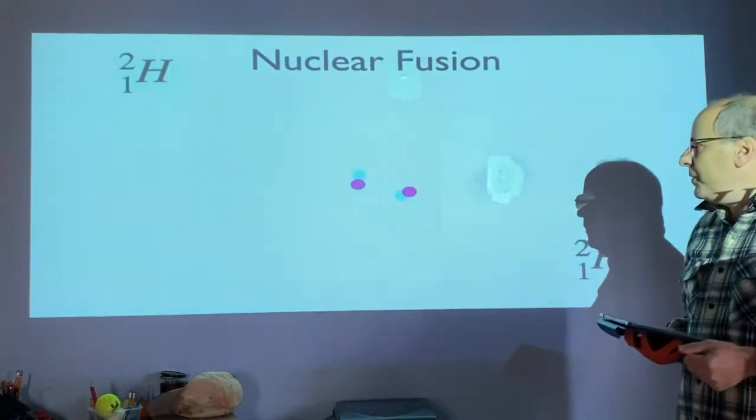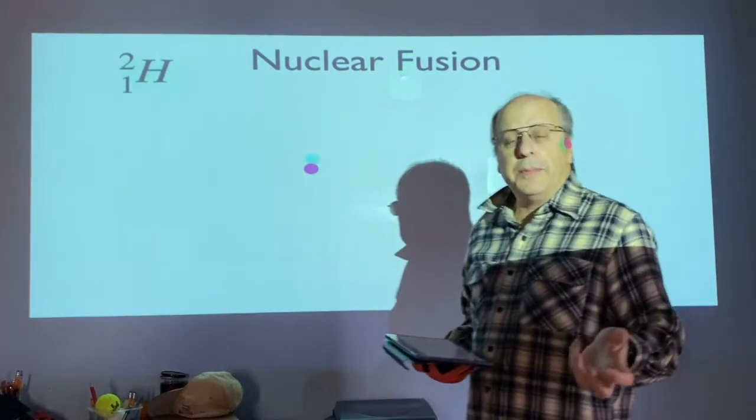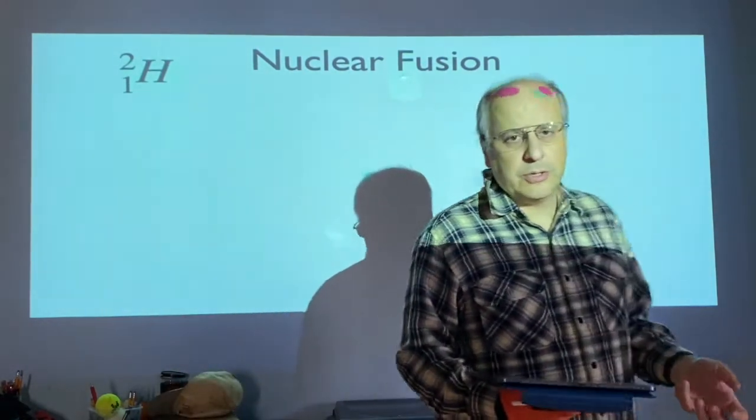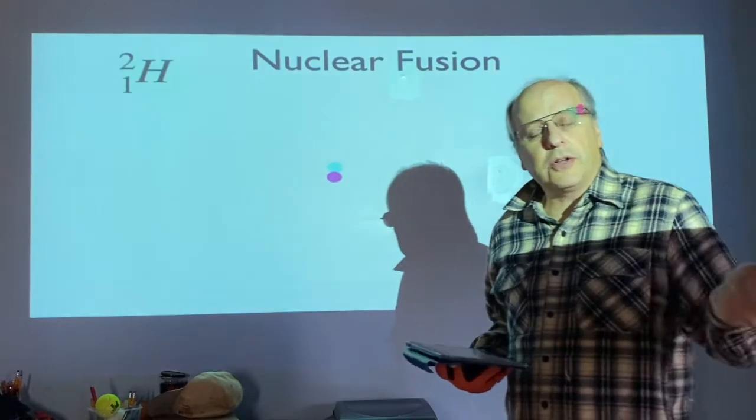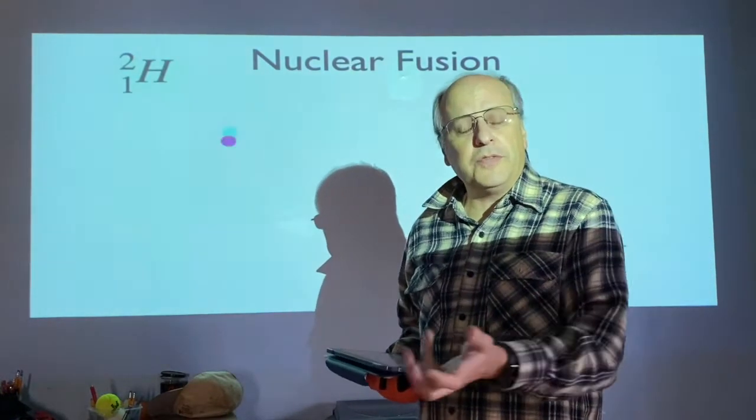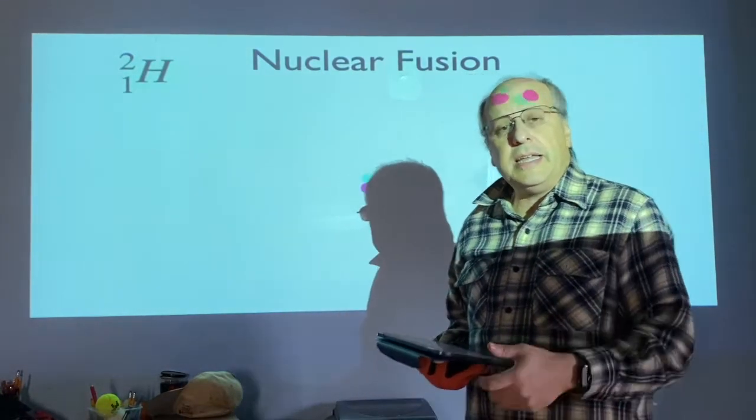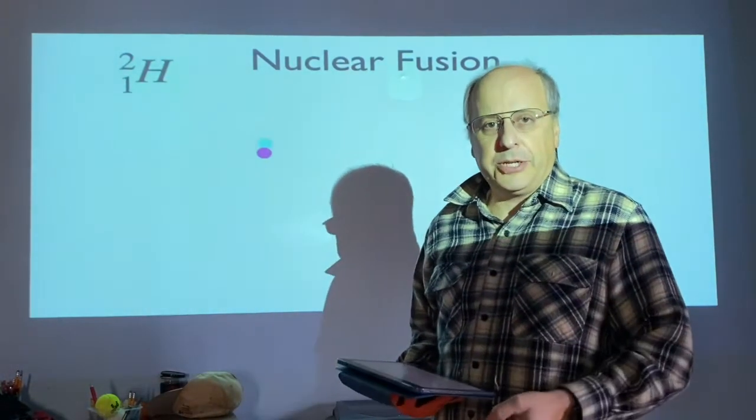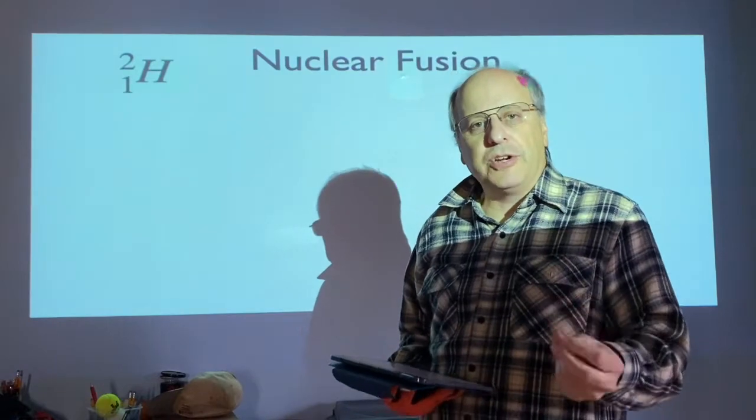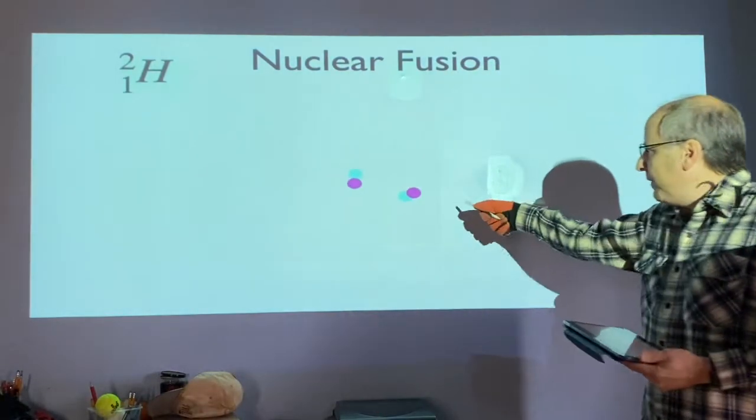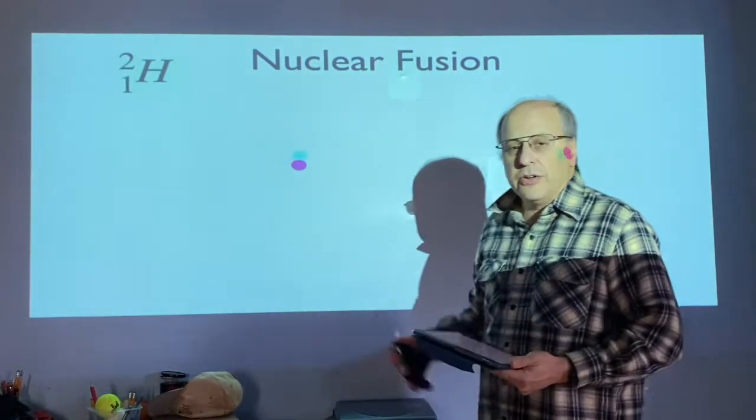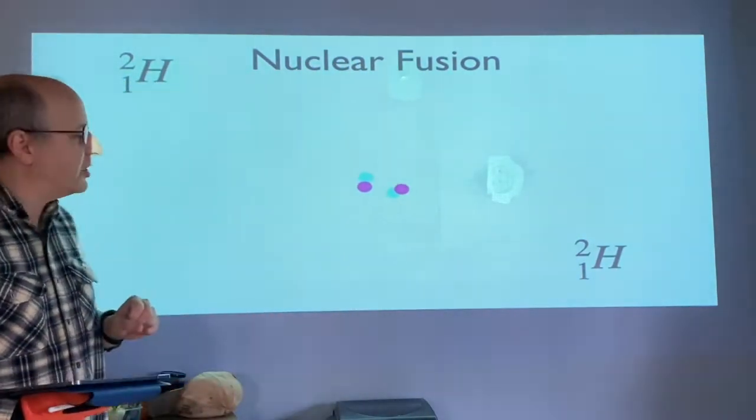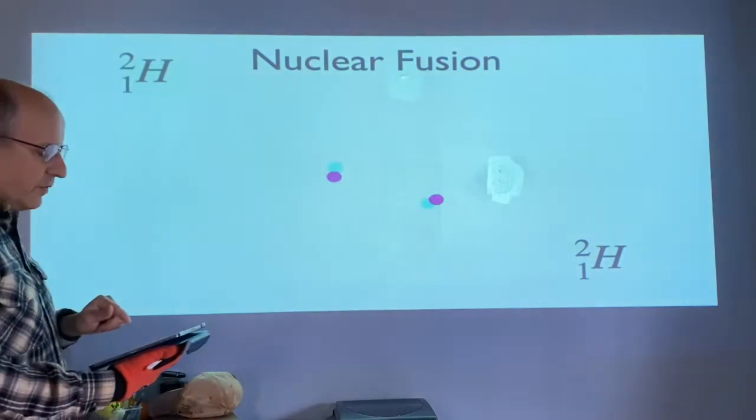How do we get them moving fast? Well, hopefully you remember that the speed is determined by temperature. At higher temperatures, the particles will be moving around much, much faster. So the key to nuclear fusion is having incredibly high temperatures. Millions of degrees are required to have enough speed to get these particles to get close enough before they're repelled away from each other for the nuclear strong force to kick in.